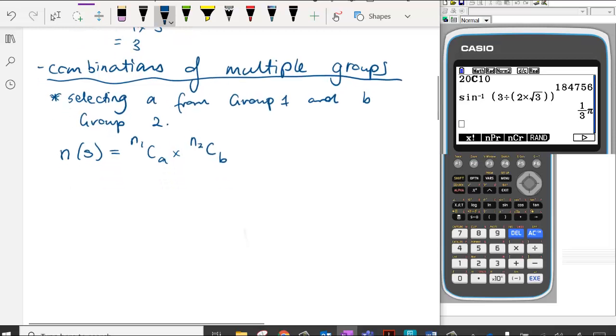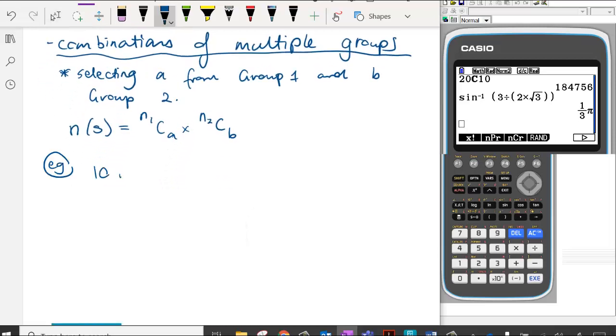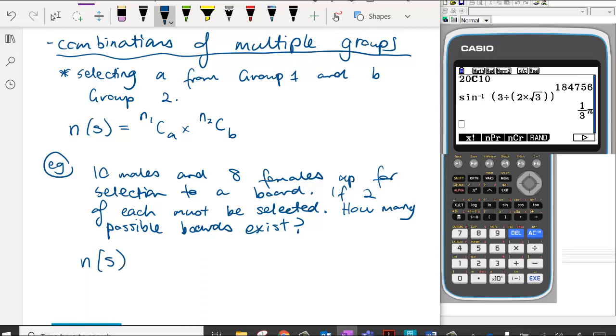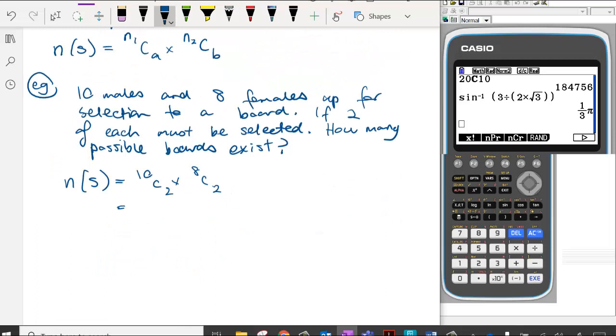And so a really simple example again would be, so we have 10 males and 8 females up for selection to a board. If 2 of each must be selected, how many possible boards are there? And we can see that that's pretty straightforward. So what we're doing is we're selecting 2 from 10 males and then 2 from 8 females. So the "and" is what gives it away here. We've got 10C2 multiplied by 8C2. So the total number of selections is a product between these two.